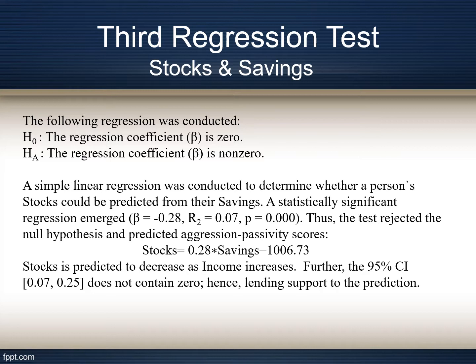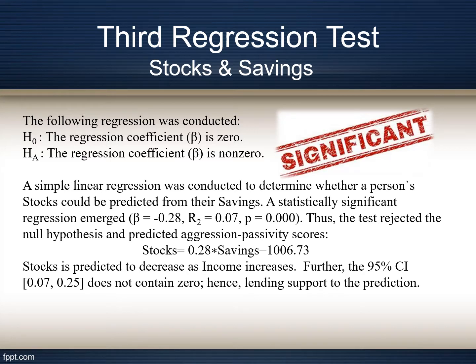Thus, the test rejected the null hypothesis and predicted the regression with the passivity scores of stocks equaled 0.28 times savings minus 1006.73. Stocks is predicted to decrease as income increases. Further, the 95% CI, which was 0.07 and 0.25, does not contain 0, hence lending support to the prediction.